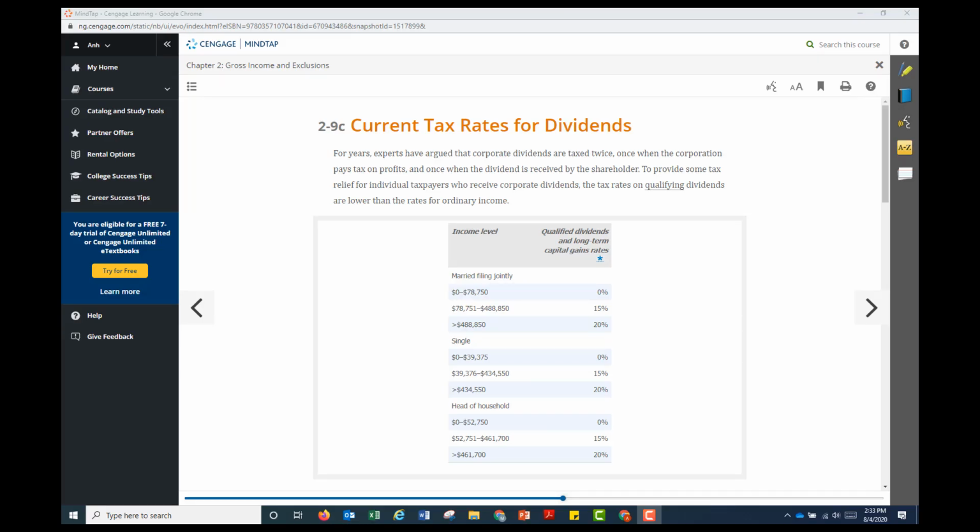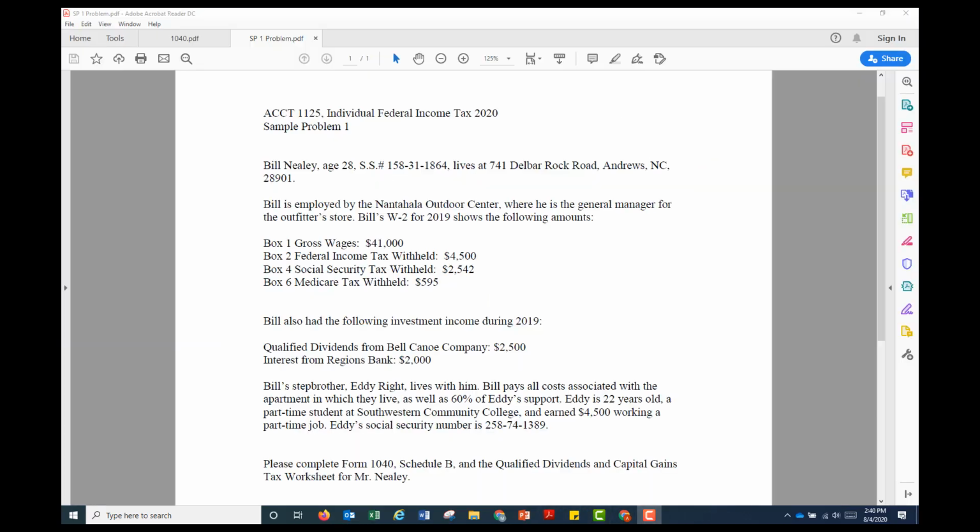Because of the lower tax rate, the preferential treatment for qualified dividends, we want to separate that from the ordinary taxable income, and so we report the qualified dividends on 3A, while all dividends, now including qualified dividends, we report on 3B, and 3B will flow all the way down to 11B. The two different tax rate calculations are then later done by using the Qualified Dividends and Capital Gains Tax Worksheet. Let's now go back to the sample problem page.